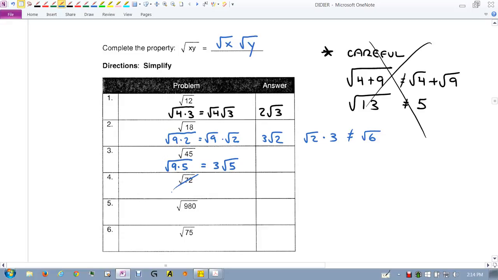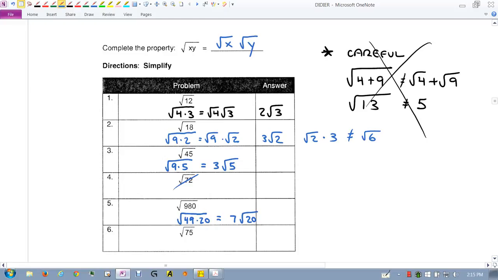Let me see if I can go any further. 980 divided by the next one on the list is 9. No. 980 divided by the next one on the list is 16. No. 49 and 20 works. That's an even bigger one. Wonder if anything bigger than that works. Well, I think 49 and 20 is probably a good place to start. 49 times 20. That turns into 7 root 20.